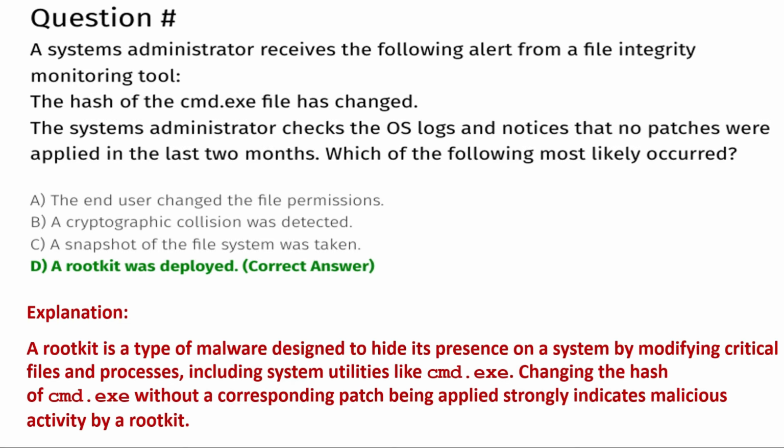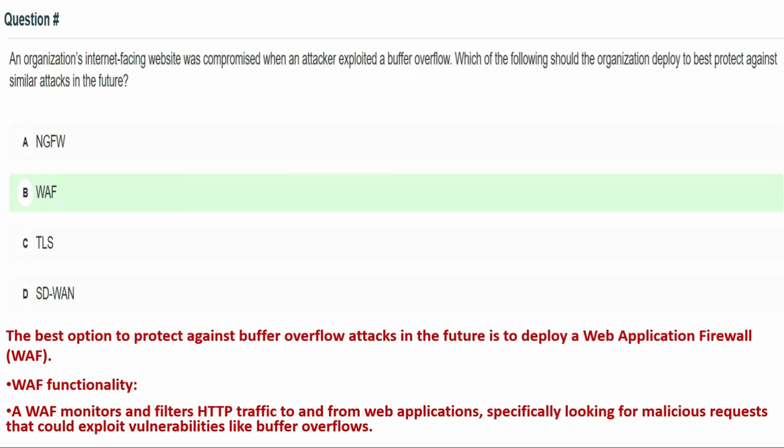So let's check the explanation. A rootkit is a type of malware designed to hide its presence on a system by modifying critical files and processes, including system utilities like cmd.exe. Changing the hash of cmd.exe without a corresponding patch being applied strongly indicates malicious activity by a rootkit. So that's why the correct answer for this question is option D, a rootkit was deployed. And this is a question.